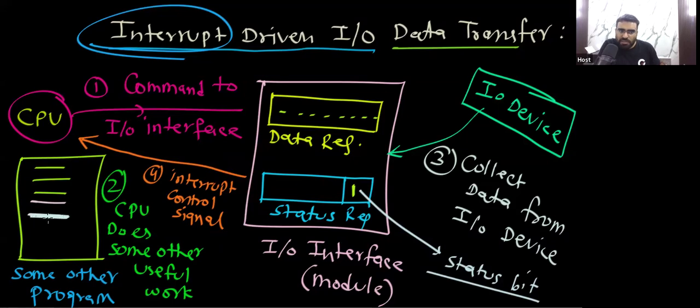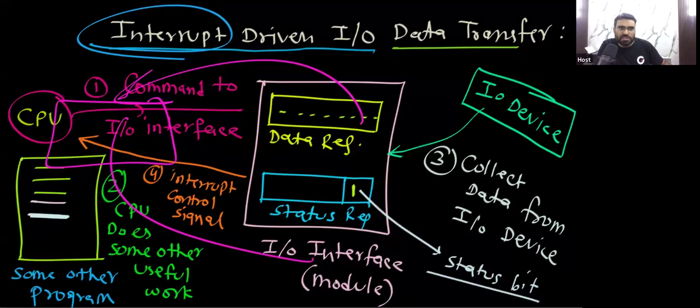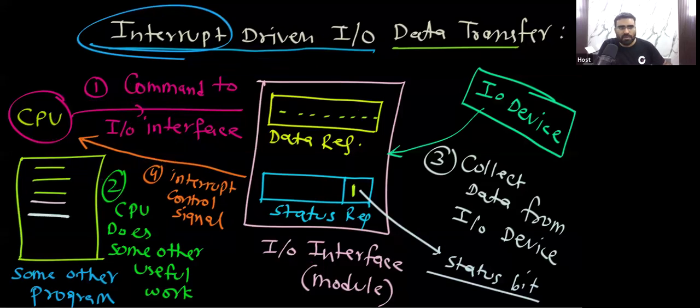The CPU will execute this current instruction, whatever the CPU is doing, the CPU will execute this instruction at least. After executing this instruction, the CPU will see that the interrupt signal has come. Now what will the CPU do? The CPU will take this data from the data register, put it in the CPU register, then from the CPU register, the data will go to the main memory.